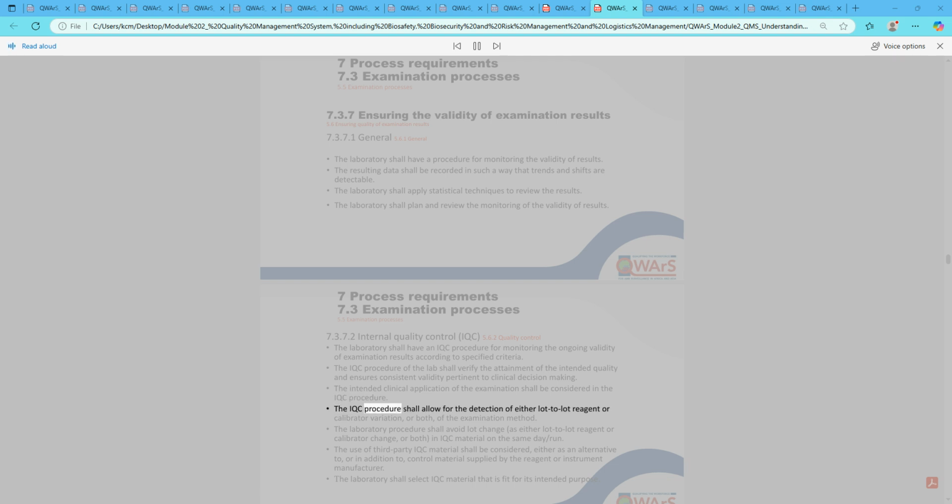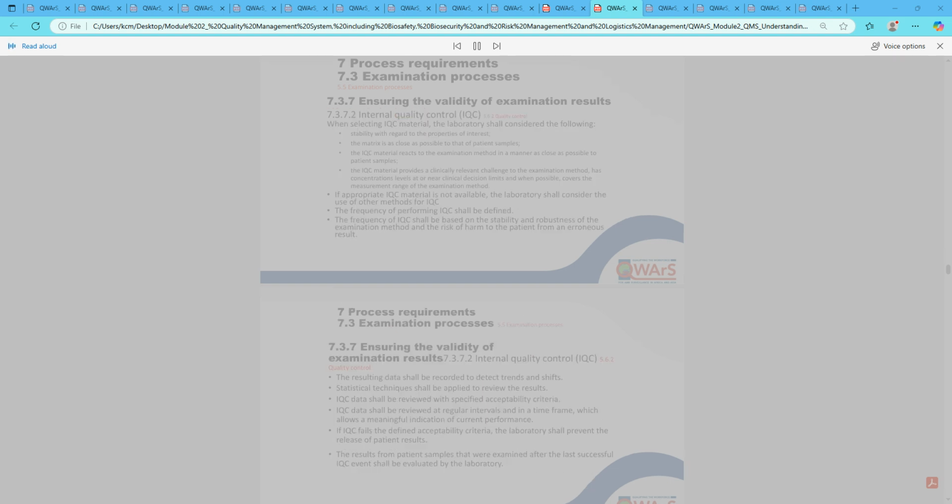The IQC procedure shall allow for the detection of either lot-to-lot reagent or calibrator variation, or both, of the examination method. The laboratory procedure shall avoid lot change as either lot-to-lot reagent or calibrator change, or both, in IQC material on the same day/run. The use of third-party IQC material shall be considered, either as an alternative to or in addition to control material supplied by the reagent or instrument manufacturer. The laboratory shall select IQC material that is fit for its intended purpose.